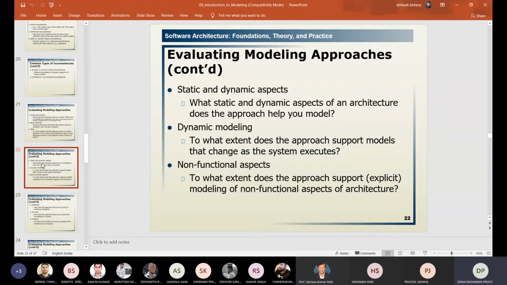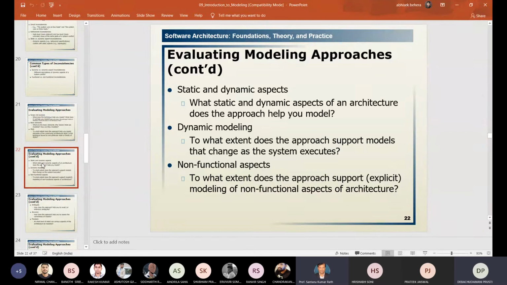Then the non-functional aspects. To what extent does the approach support modeling of the non-functional aspects of the architecture? Up to what extent will your model support the non-functional properties? What non-functional properties is it supporting and what is it not supporting? So up to what extent is it helpful for the non-functional aspects of an architecture.